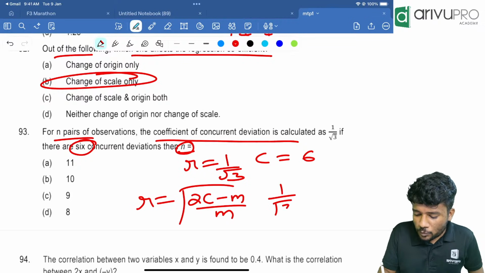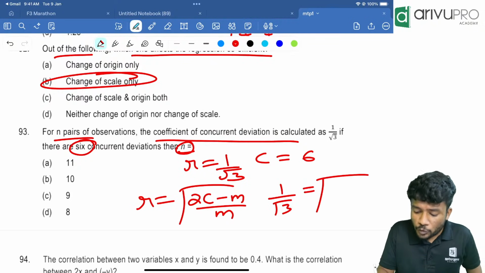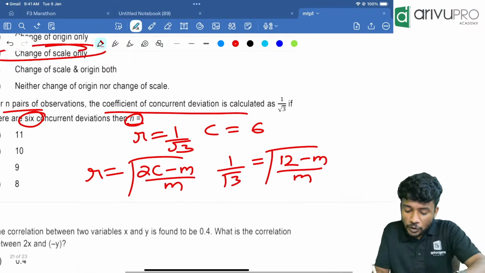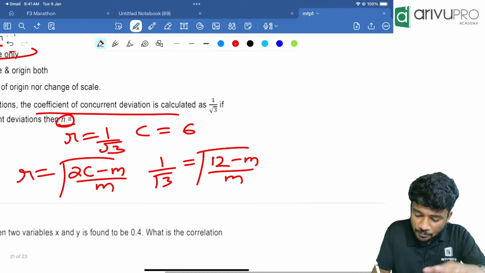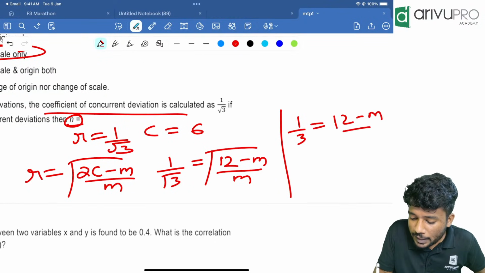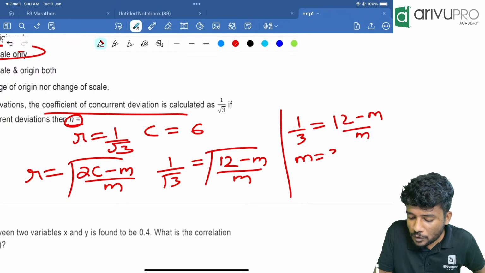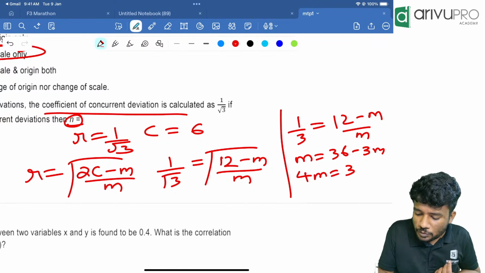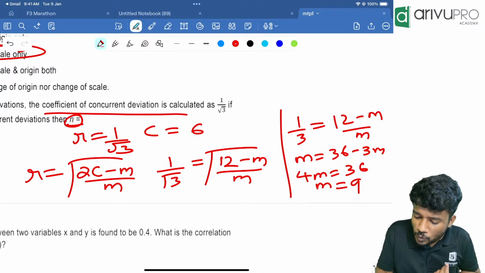That means 1 by root 3 is equal to root of (2 into 6, is how much?) 12 minus m divided by m. Square both sides, that will become 1 by 3 is equal to (12 minus m) by m. Cross multiply, m is equal to 36 minus 3m. Minus 3m goes to the other side, it will become plus. That means 4m is equal to 36, m is equal to 9.